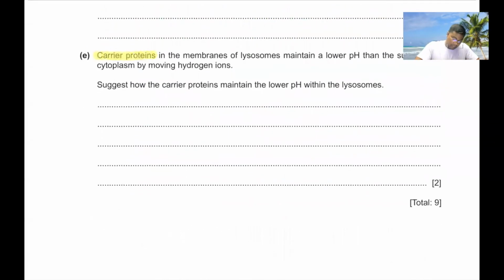Part E. Carrier proteins in the membranes of lysosomes maintain a lower pH than the surrounding cytoplasm by moving hydrogen ions. Suggest how the carrier proteins maintain the lower pH within the lysosomes. So the carrier proteins can pump hydrogen ion into the lysosome against the concentration gradient. This is an active transport and uses energy from respiration. Thus, they can keep the pH very low.